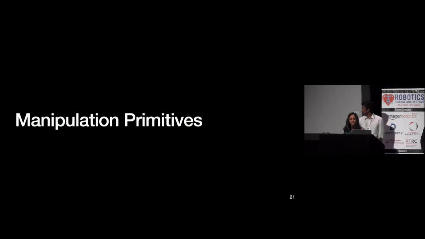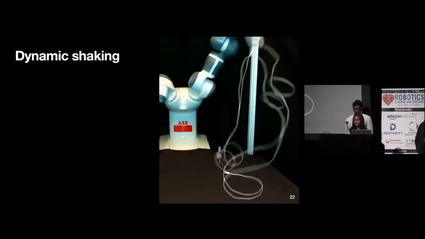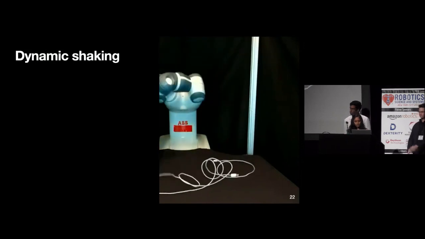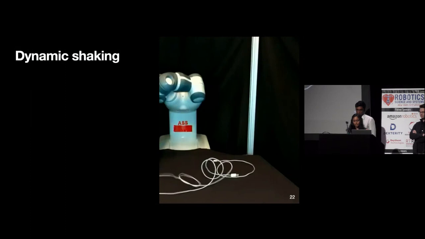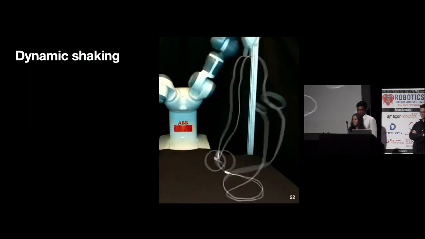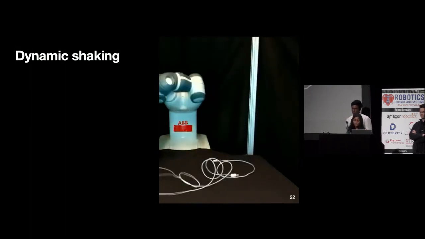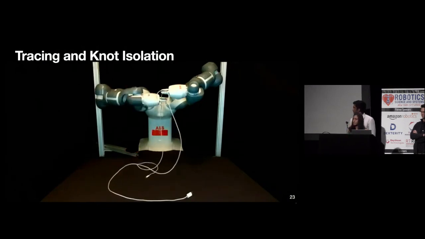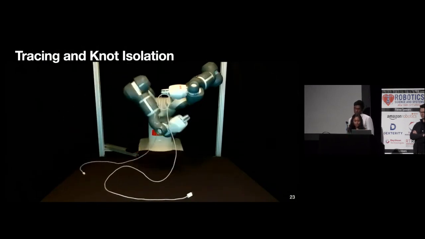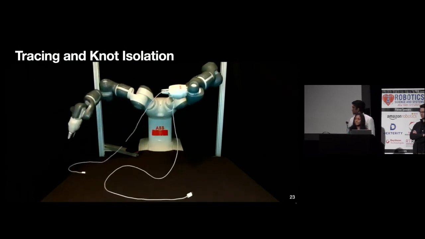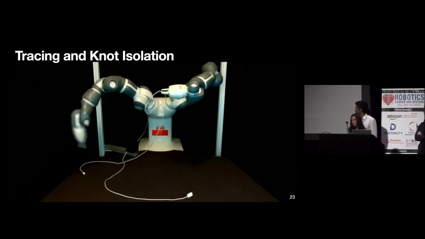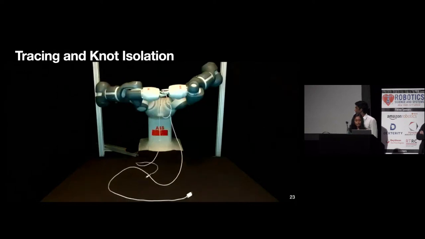Okay, so I'll begin by introducing the manipulation primitives used by SGTM. First, we have dynamic shaking. This is a primitive used to disambiguate the cable state or reconfigure it into another configuration in the event that it's in a difficult position to perform other motion primitives. Next, we have tracing, which we use as a verification primitive. Once our perception system determines that there are no knots remaining, we want to physically verify this by tracing through the cable using alternating pinch and cage grasps.